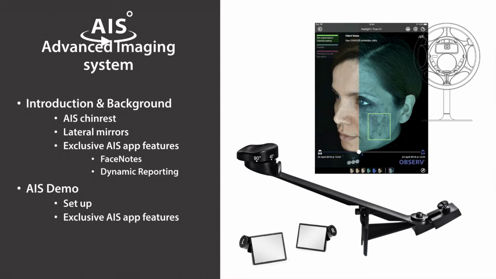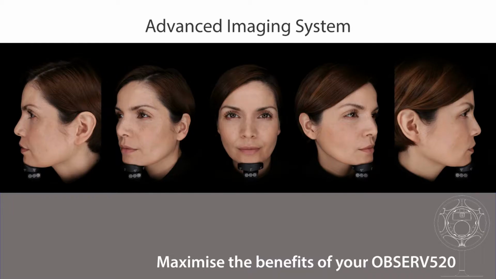The ergonomic and rotatable chin rest can be adjusted to different positions. In addition to frontal views, the chin rest supports 40 and 90-degree lateral views of the face for perfectly aligned before and after pictures. The set of lateral mirrors are designed to help position the face in the 40-degree angle with even greater precision.